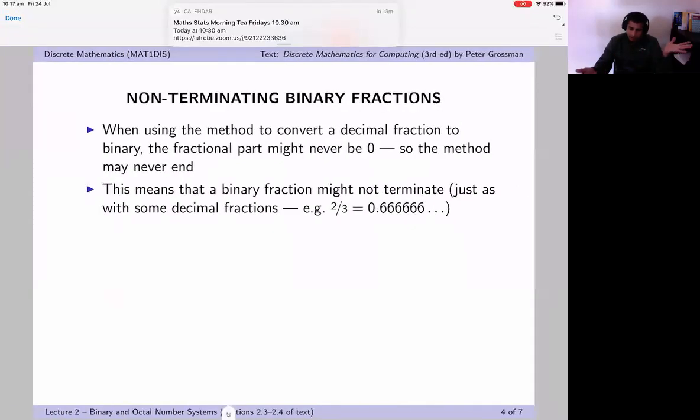So the method may never end. This is very similar. If you have 2/3, for example, if you want to split 2 pizzas amongst 3 people, they would never have equal fractions, in other words, right?